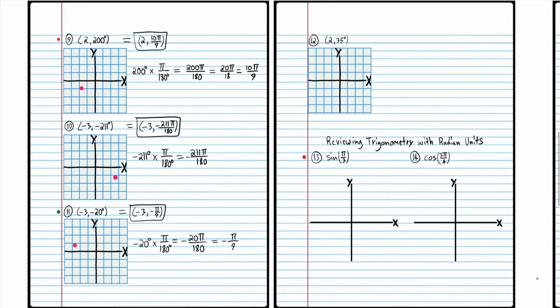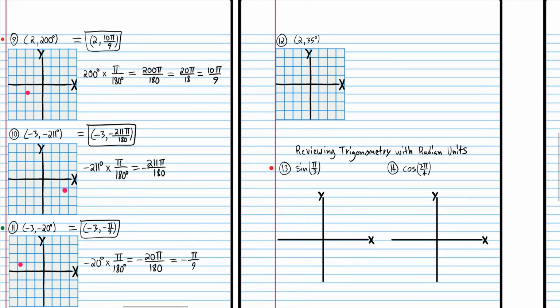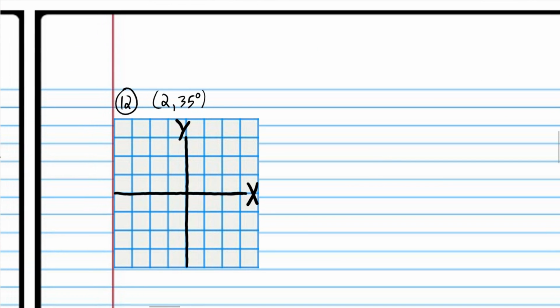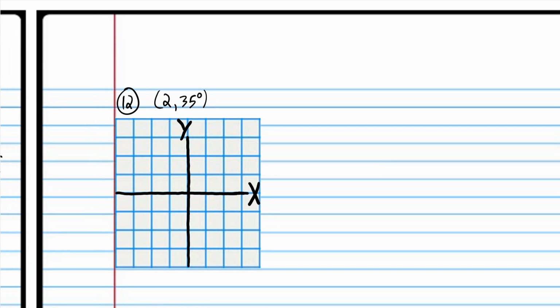Try number 12. When you come back, we'll do it together. Okay, we're back. So we're going to move 2 units to the right and rotate 35 degrees. That will get us to about there, roughly.